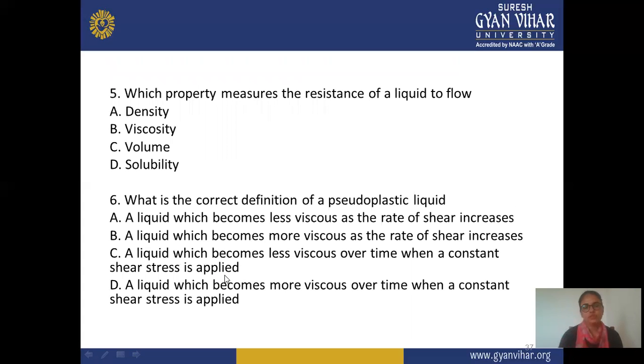In this fifth question, which property measures the resistance of a liquid flow? Means this is related to flow rate, or the property for checking the particular flow rate or resistance of the flow. In this, A option is density, B is viscosity, C is volume, and D is solid. These are the four properties. You can select any one property depending on the liquid flow rate.